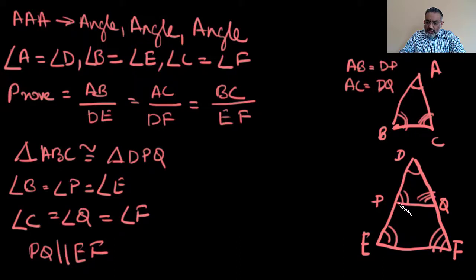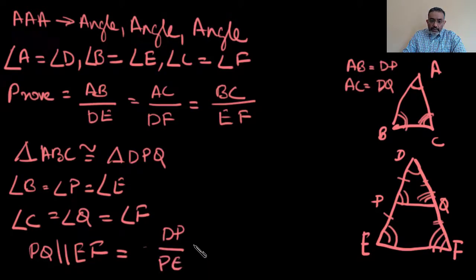The theorem basically states that since these two are running in parallel, the proportion of this side and this side is equal to the proportion of this side and this side. So let's write that down: DP divided by PE is equal to DQ divided by QF. Now, how do we derive the next step from here?